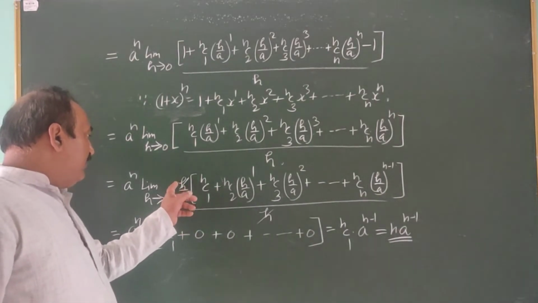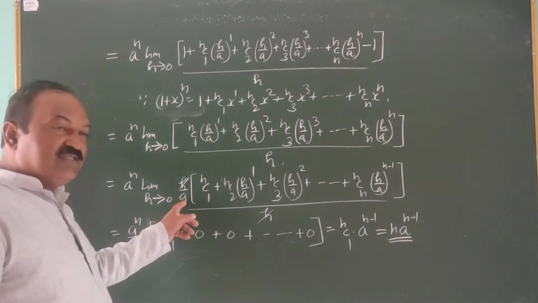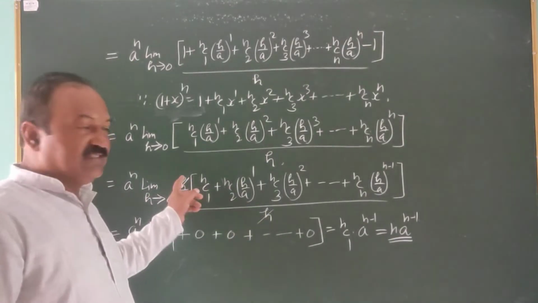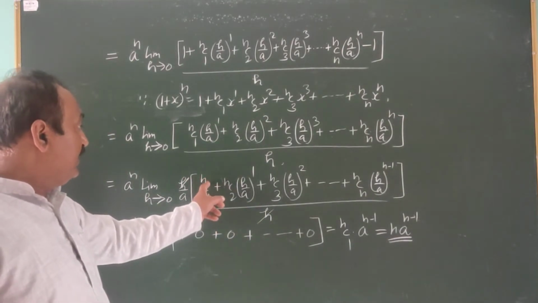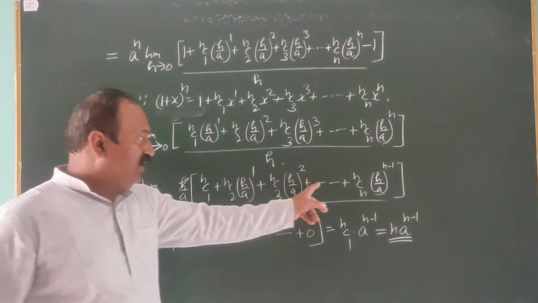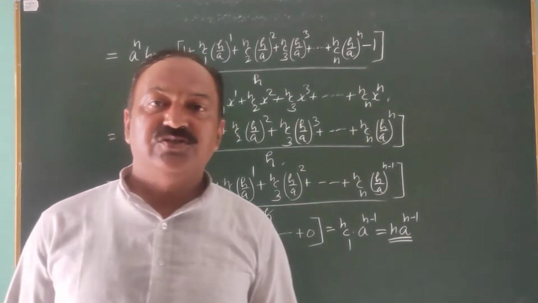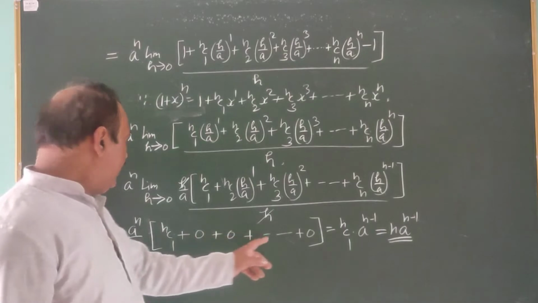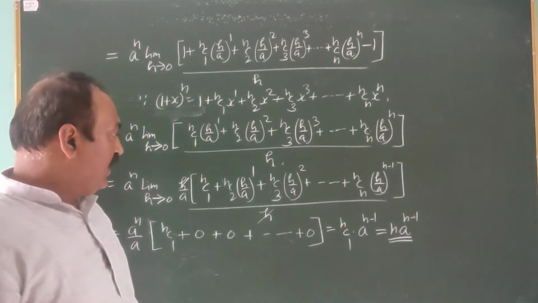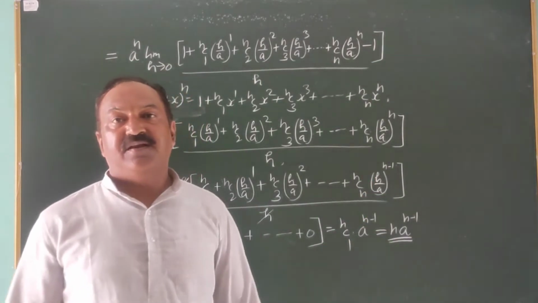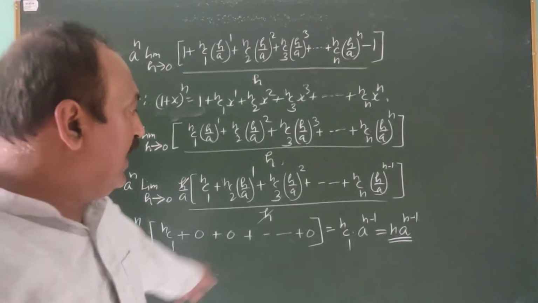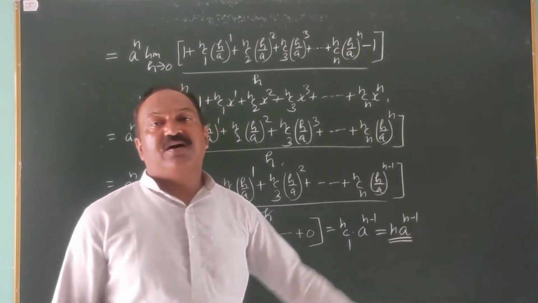Now we can take 1 upon a outside because a is a constant. Taking it outside and cutting this h by this h, we get nC1 plus, applying also a limit, we get 0 plus and so on, 0, because h approaches 0. We get a raised to power n upon a into nC1 into a raised to power n minus 1, and applying the formula of nC1, that is equal to n, we get n into a raised to power n minus 1.